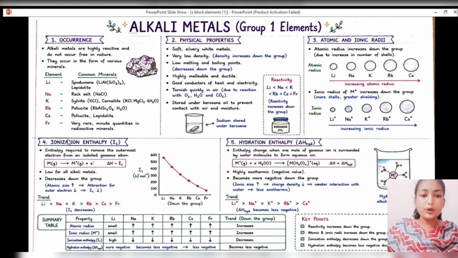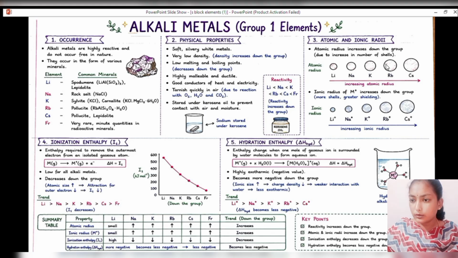Then if we go to ionization enthalpy, first you have to understand what ionization enthalpy is. Ionization enthalpy means the amount of energy required to remove an electron from its outermost shell. When a metal is supplied some amount of energy, what happens, Nana? The electron is removed from the outermost orbit or shell. It is low for all alkali metals, and decreases down the group. What is the reason for decreasing down the group? Because atomic size is increasing down the group and the number of shells is increasing. Because of that reason, the attraction between the nucleus and the outermost shell is very weak here.